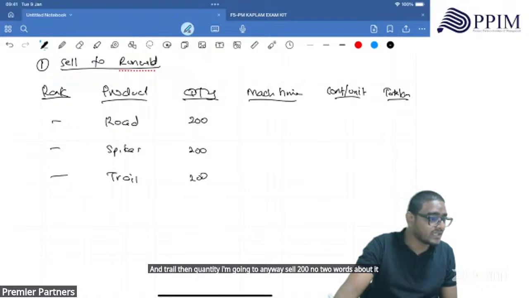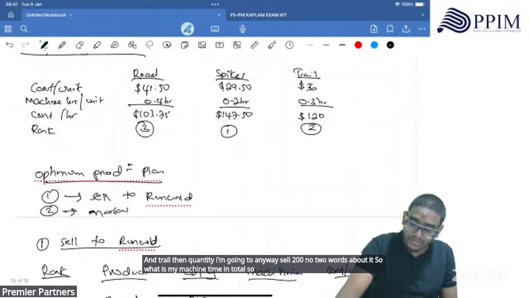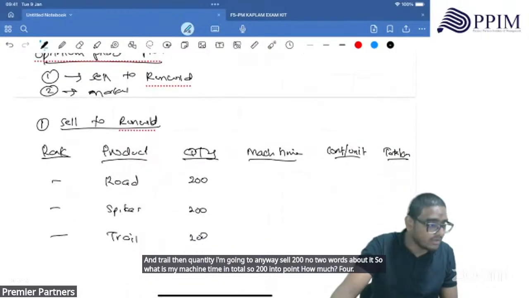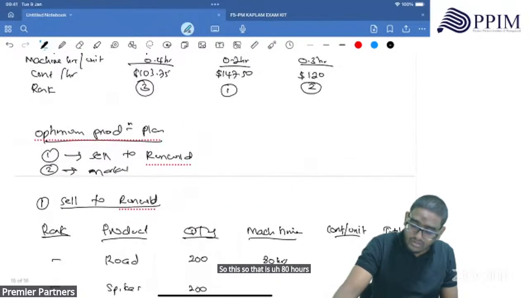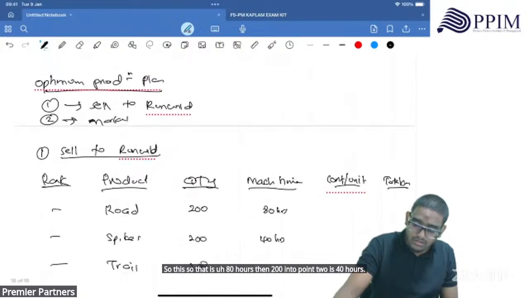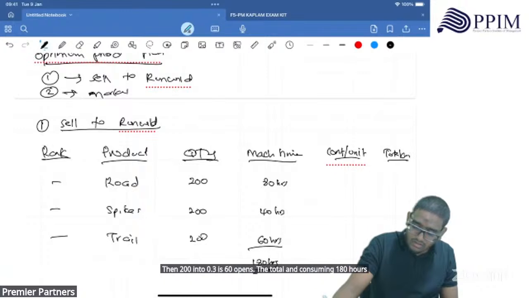So what is my machine time in total? 200 into 0.4, so that is 80 hours. Then 200 into 0.2 is 40 hours. Then 200 into 0.3 is 60 hours. So in total, I'm consuming 180 hours to satisfy Runwild's demand.